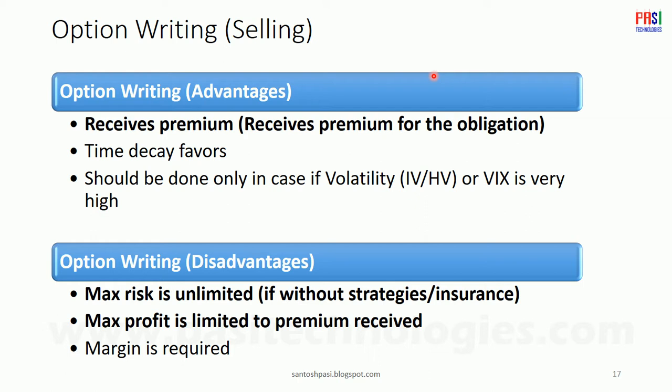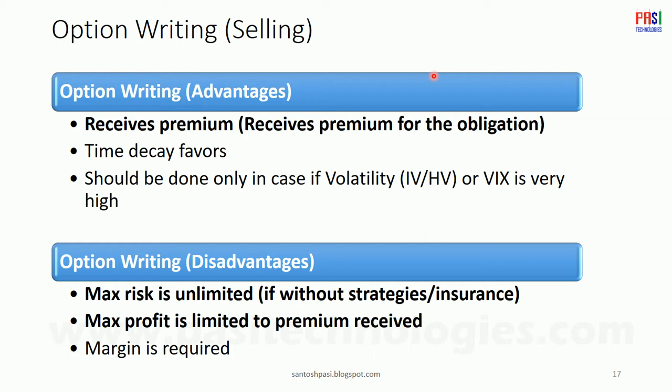Now let's see some features that discourage options writing. One is, if you don't go with the insurance, then your risk is unlimited. So you have to be very cautious if you're blindly writing an option, because risk is unlimited. The next disadvantage is that you can't think of any kind of lottery because your reward is limited. Whatever premium you receive while selling the option, that is the max reward you should expect. And if you're writing options, it's a business and you have to use some capital, so margins are required.